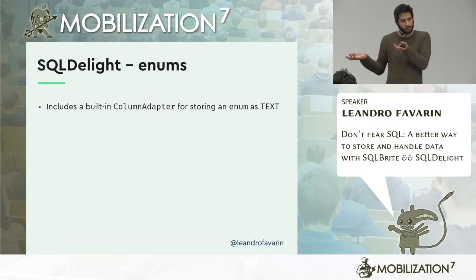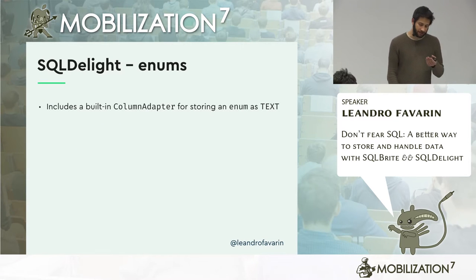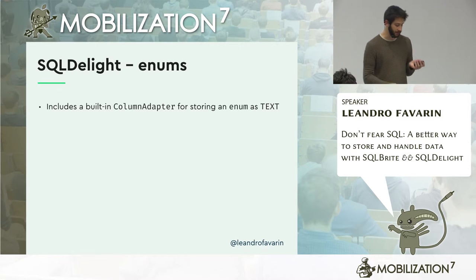So enums are also a custom type. But this is nice because they already provide an adapter for you. And so what it does is read the value of the enum as a string and then go back and forth from that.